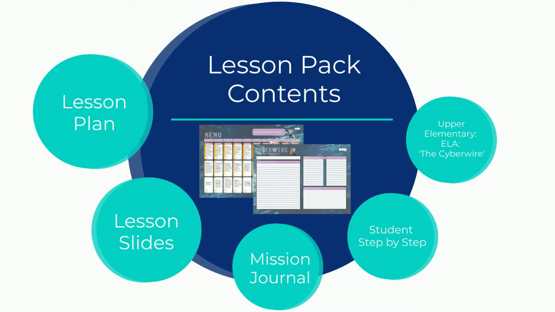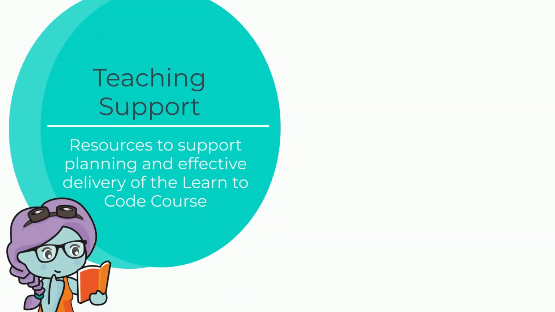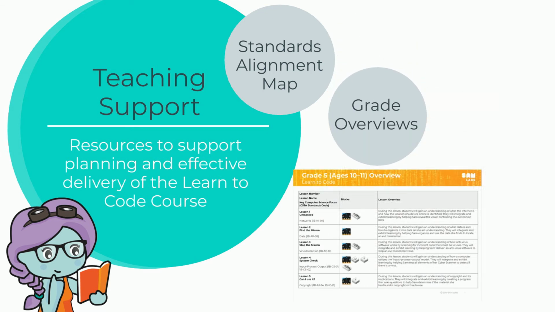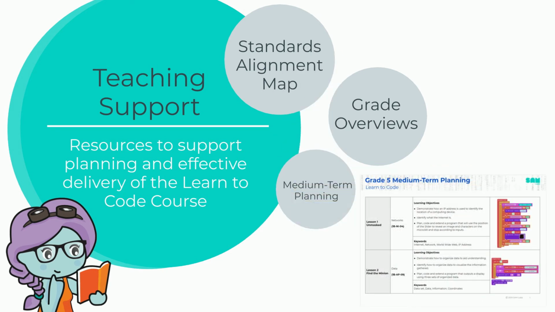There is a guide provided for suggested use of the Cyberwire and the relevant Common Core ELA objectives shown in the standard alignment maps. For support and planning and delivery of your lessons, there are standard alignment maps which detail the coverage of the CSTA K-12 computer science standards. Also, we have grade overviews which show the content, blocks used, and standard alignment lessons in each grade level at a glance, a medium-term planning document, which is a great reference tool giving an overview of the standard covered, the learning objectives, keywords, and final program code for the lessons in each grade.